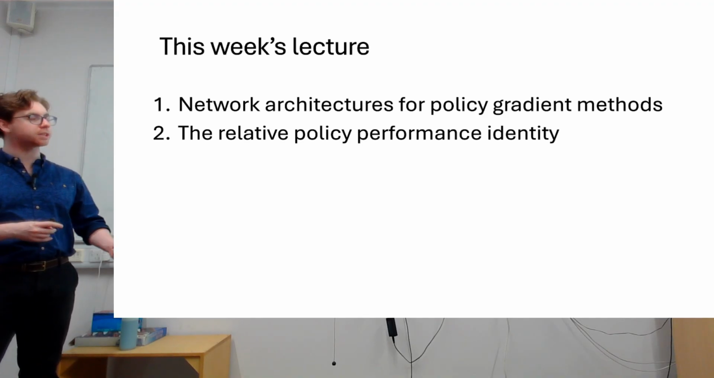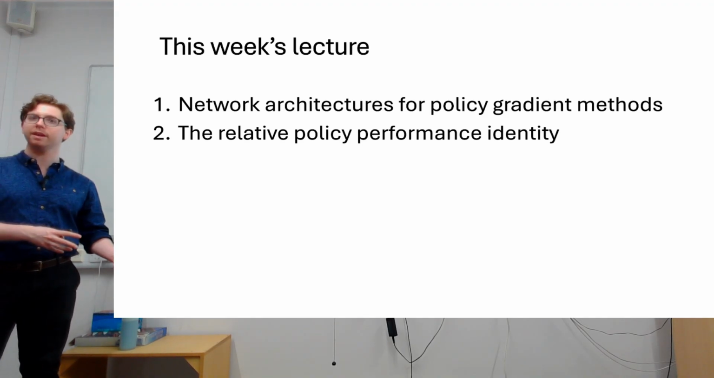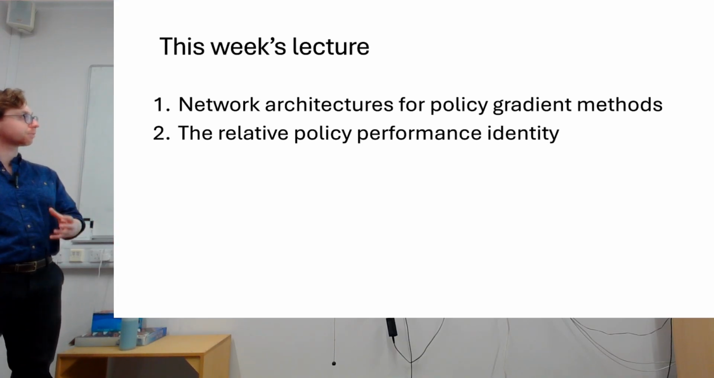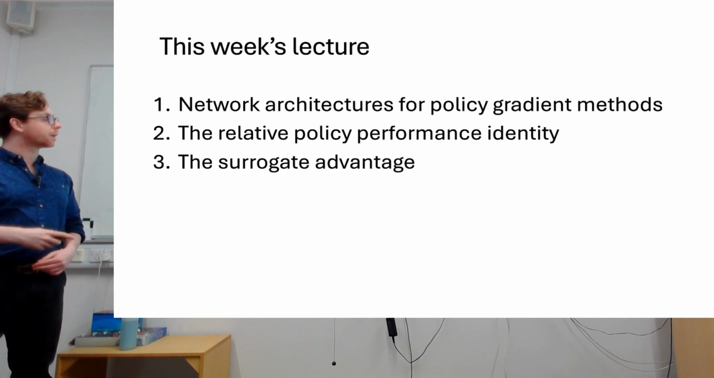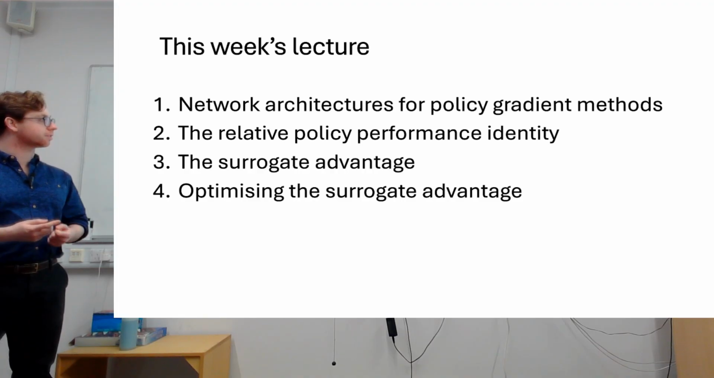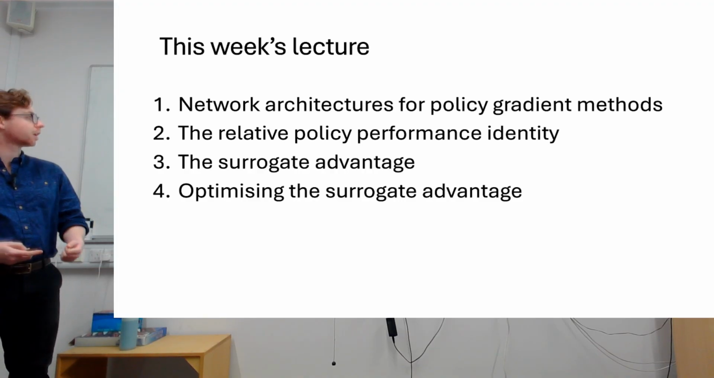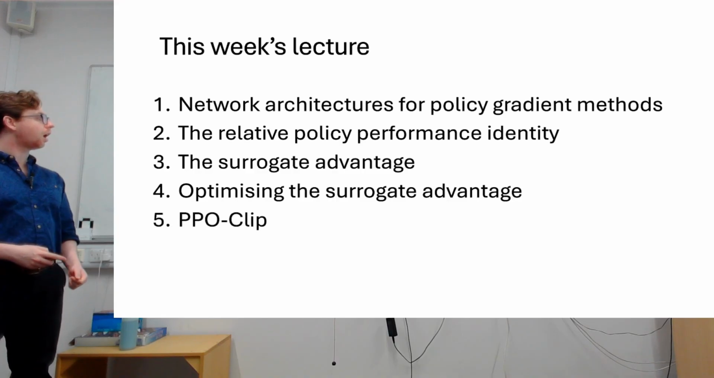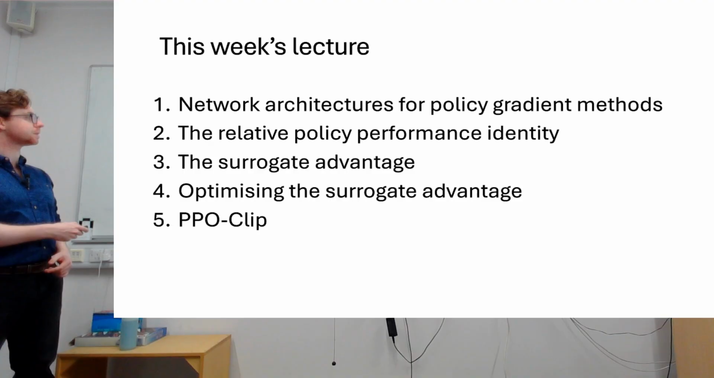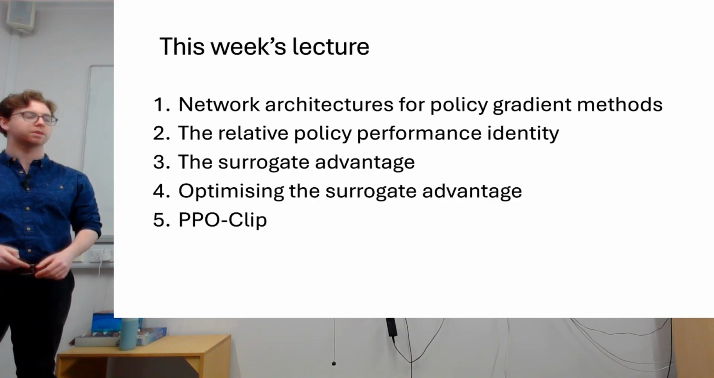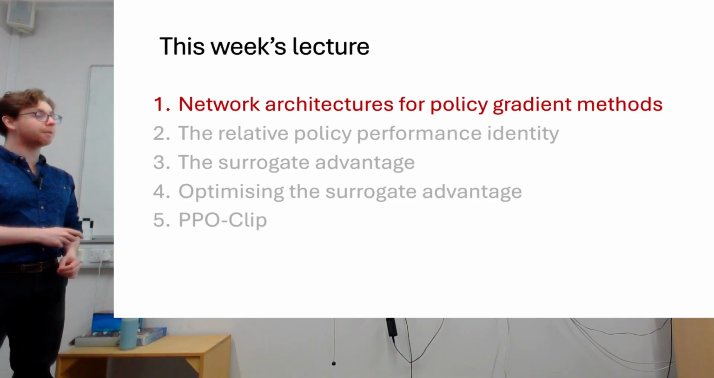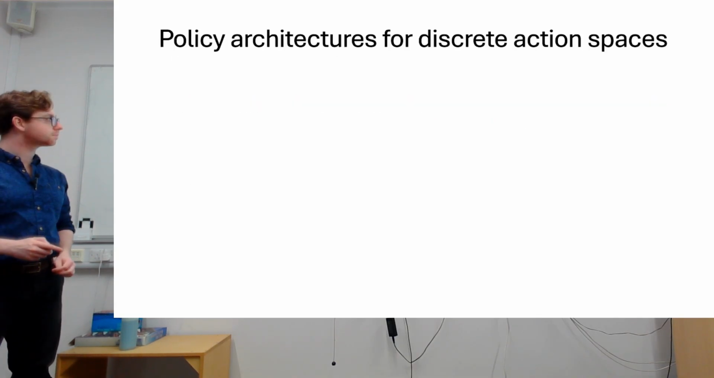The theoretical underpinning of last week's lecture was the stochastic policy gradient theorem. The theoretical underpinning of this week's lecture is the relative policy performance identity. We're going to discuss something called the surrogate advantage, and then we're going to discuss how to optimize the surrogate advantage, which we're going to understand PPO as doing. And finally, we're going to discuss the specific way in which PPO does this, the specific way in which it optimizes the surrogate advantage. Okay, great. Let's get started. So first things first, we'll talk about network architectures for policy gradient methods.